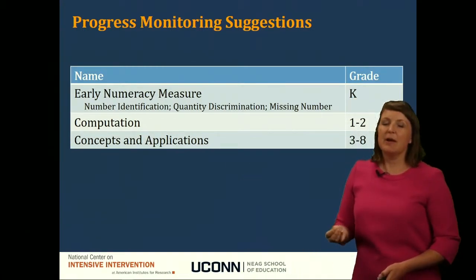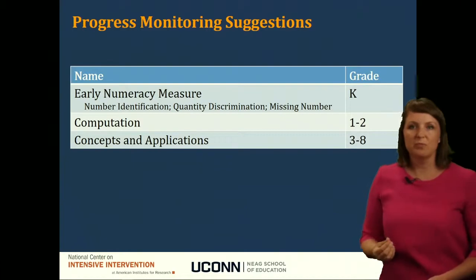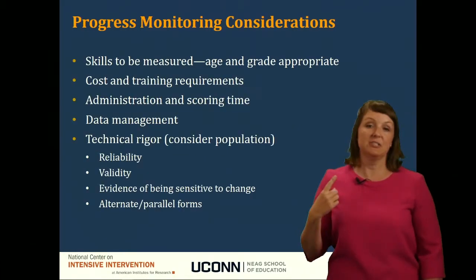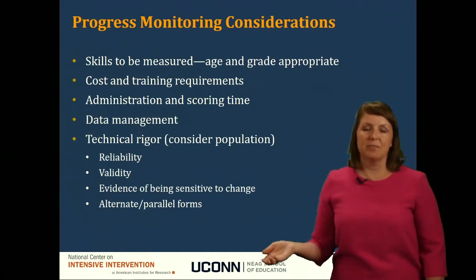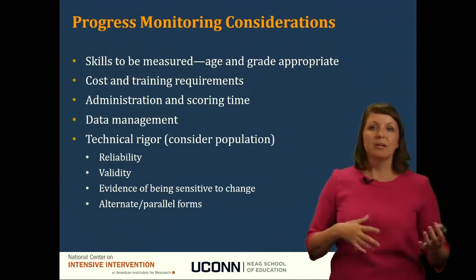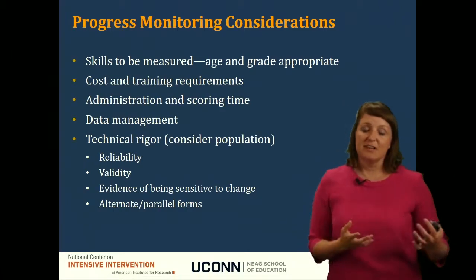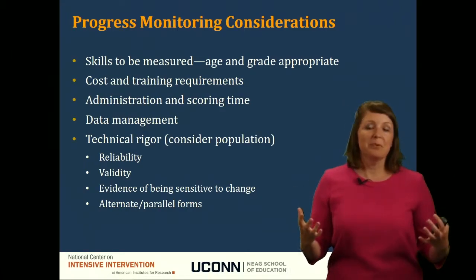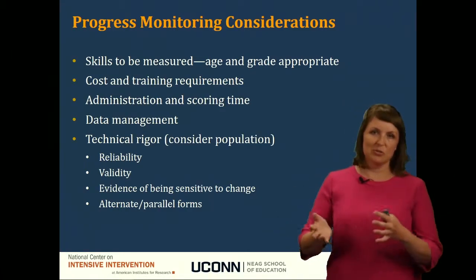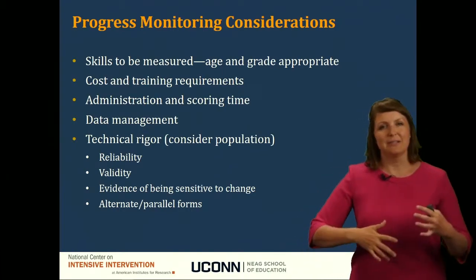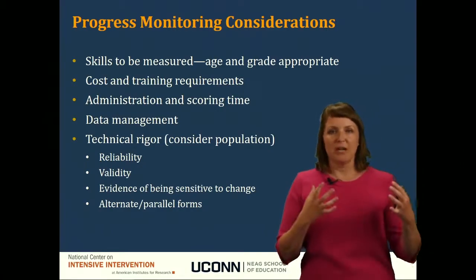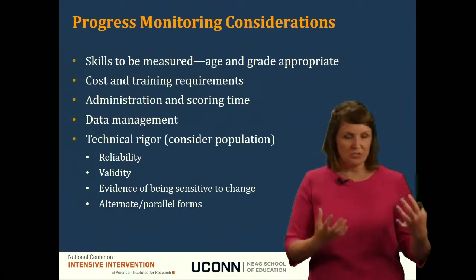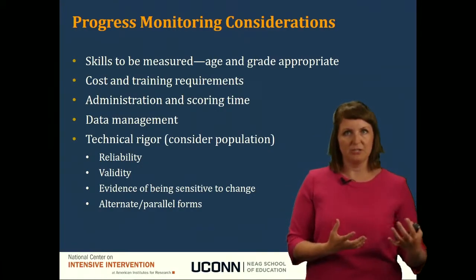Now, when you're thinking about progress monitoring measures and which ones you should use, there are some considerations that I would like you to think about. So I want you to think about the skills that you want to measure, whether they're age appropriate or grade appropriate. For a seventh grader, it's probably not appropriate to use number identification. Students are way beyond that. So that's kind of an exaggerated example, but you want to think like, is this an appropriate measure to use for the student that I am monitoring their progress?